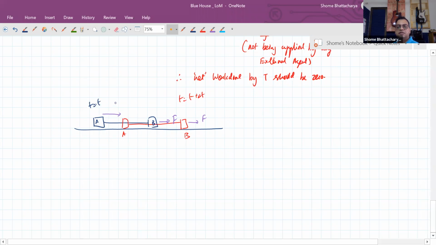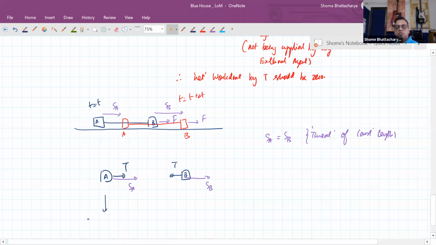A has had a displacement like this, B has had a displacement like this, and you can see that because the thread length remains conserved, the displacement of A must be equal to the displacement of B because of the thread of constant length between them. Now if you consider the block A, tension acts like this and A is having a displacement like this. If you consider the block B, tension is acting like this and the block B is having a displacement like this.